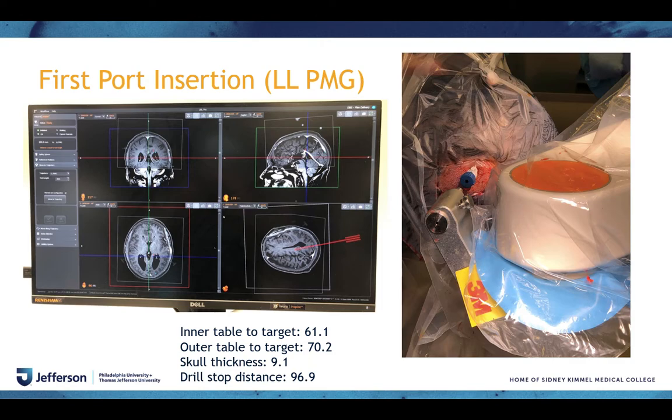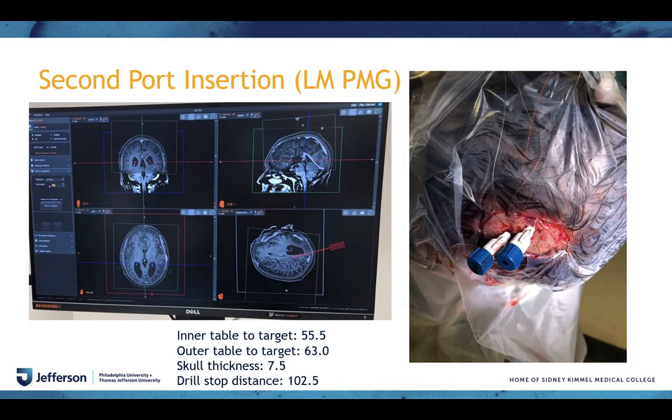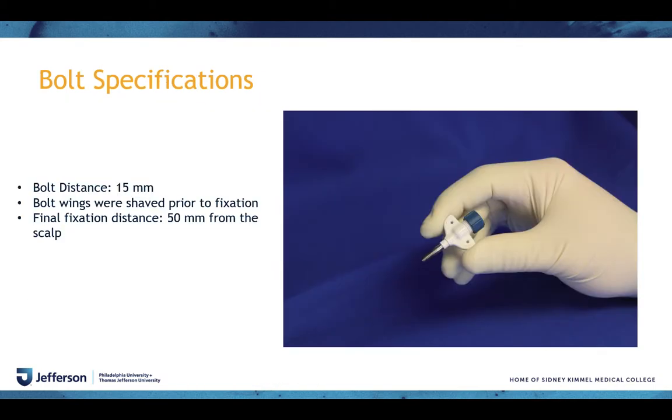A drill stop distance of 96.9 was calculated based off of O-arm and volumetric data. The second port was inserted into the left medial polymicrogyria with a drill stop distance of 102.5. Of note, in order to achieve a bolt distance of 15 millimeters, the bolt wings had to be shaved prior to insertion, with a final fixation distance of 50 millimeters from the scalp.